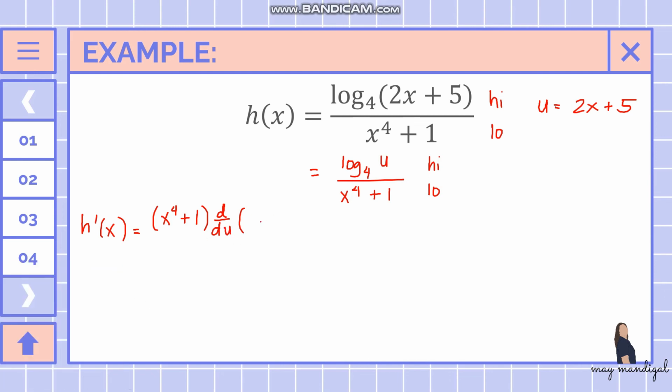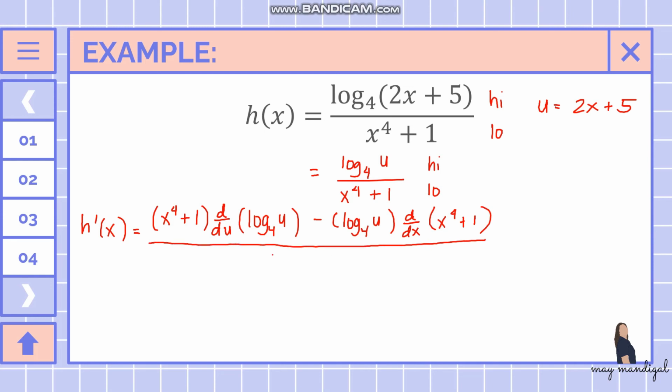Okay, and then this one is a logarithm of u base 4. Low d high minus high d low, high d low, there, all over low squared. So x raised to 4 plus 1 squared. And then from here, let's now get the derivative. So we have x raised to 4 plus 1, x raised to 4 plus 1 as is.